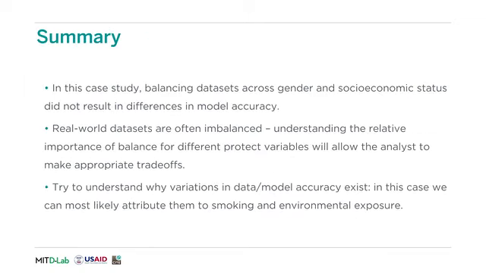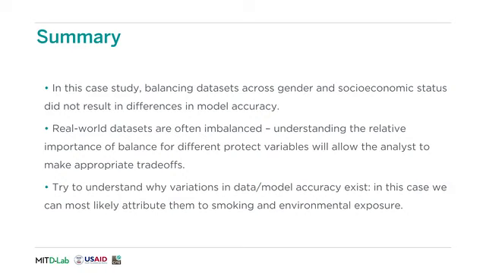In summary, we found that representativeness across the protected variables of gender and income do not play a large role in model accuracy for this example on pulmonary diseases in India. As part of building a machine learning model, it is always important to check what effects, if any, protected attributes may have on the model.